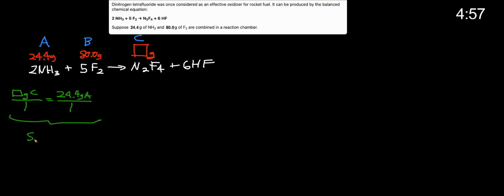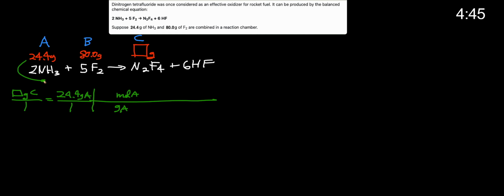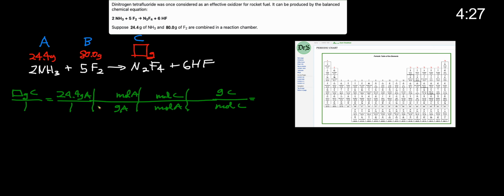And this reads, box, how many grams of C can I get starting with 24.4 grams of A? First step is to go from grams of A to moles of A. There. Next step is to go from moles of A to moles of C. There. And finally, I'm going to go from moles of C up to grams of C. And now I've arrived at the box. I'm going to have to come up with the molar masses. So I guess I'm going to need my periodic table and the values for hydrogen, nitrogen, and fluorine.